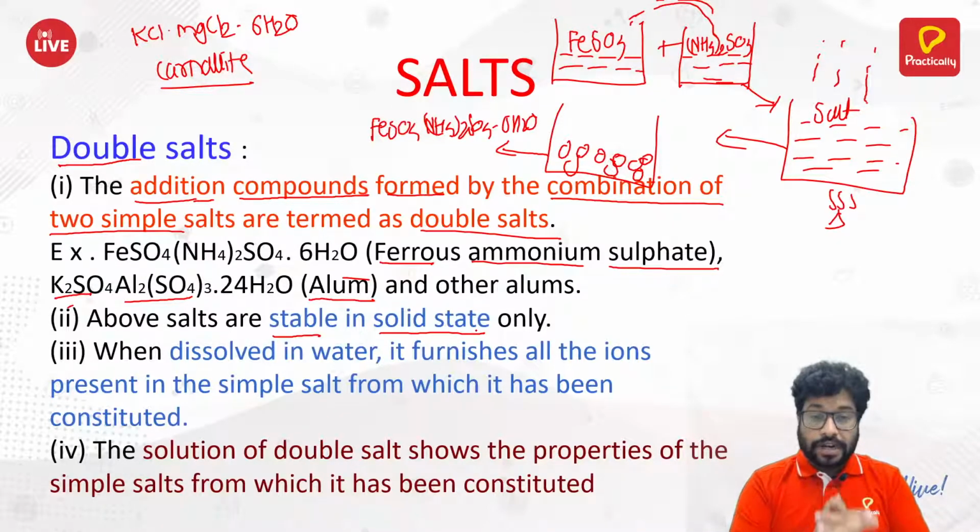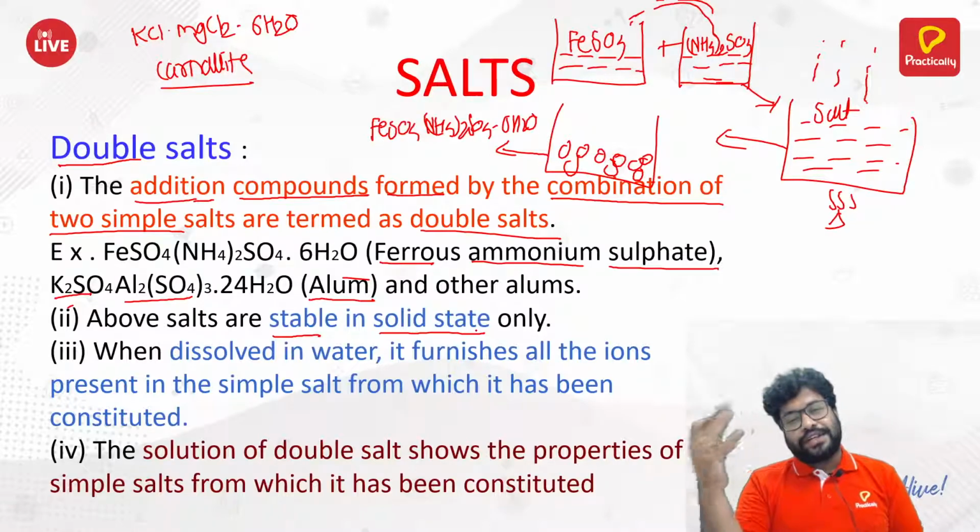Aqueous solution of your double salt gives the test for constituent ions. Now there is a difference between double salt and coordination compound. Coordination compound doesn't do like this. Double salt does in this way. But we're going to see that in the coordination chemistry chapter.